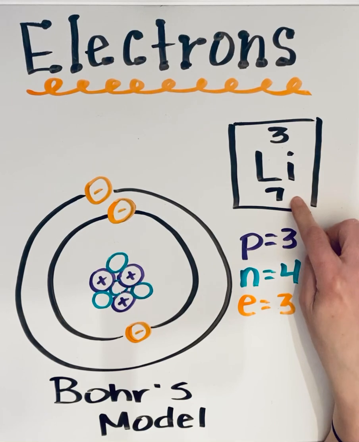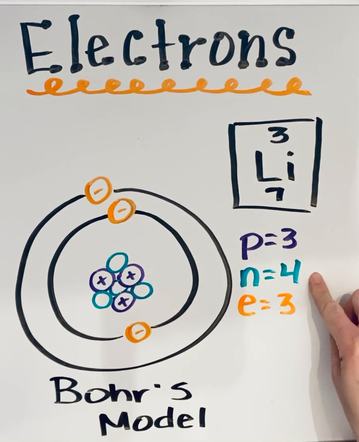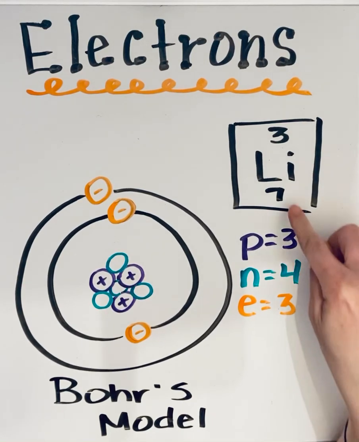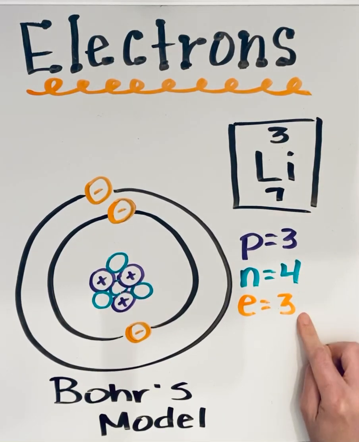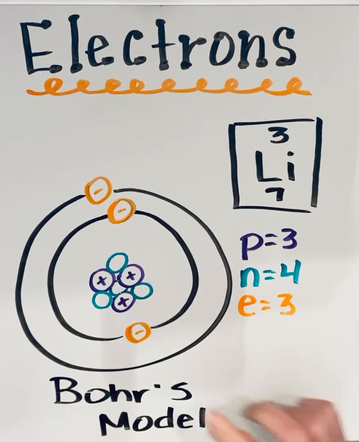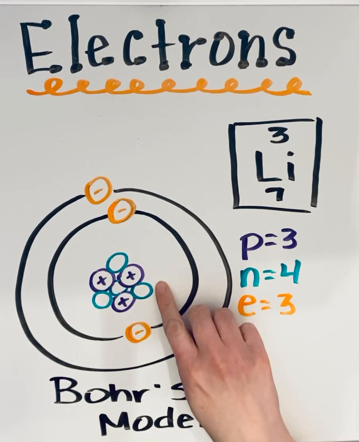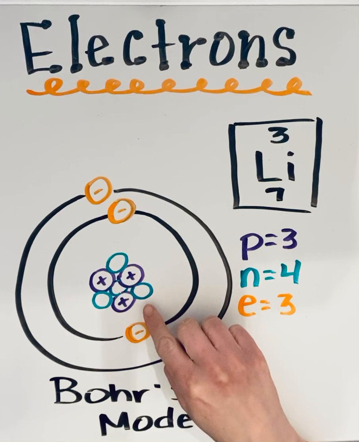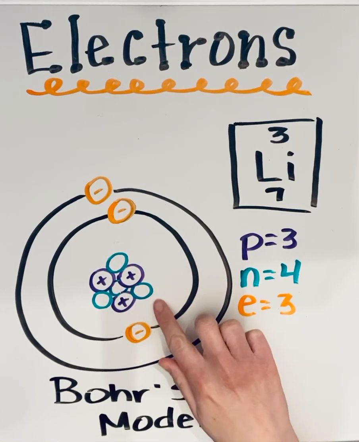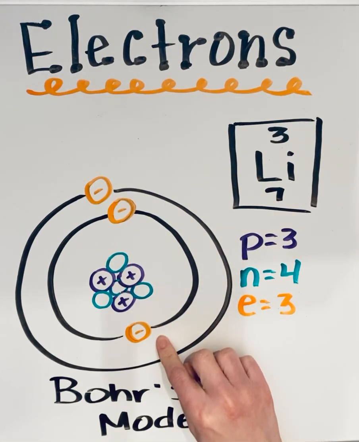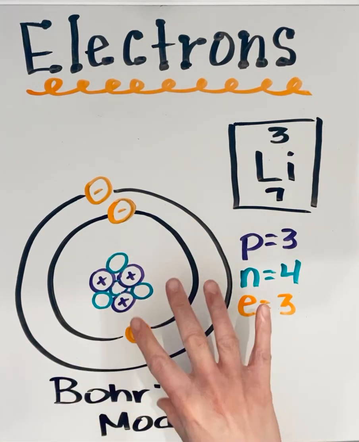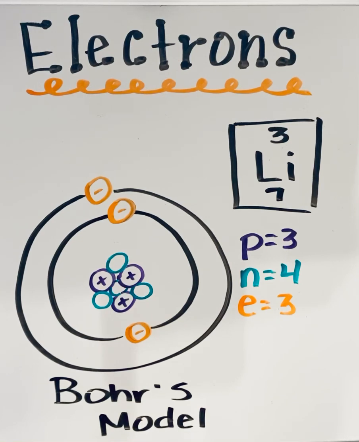And then this is the atomic mass, and hopefully you remember from previous lectures that the atomic mass is the number of protons plus the number of neutrons in an atom. So we have an atomic mass of 7. So 3 protons, 4 neutrons, and 3 electrons in one atom of lithium. Remember that the protons and the neutrons are in the center of the atom or the nucleus. Protons having a positive charge, neutrons being neutral, and then the electrons are on the outside of the nucleus. So we're going to talk about why we see this configuration today.